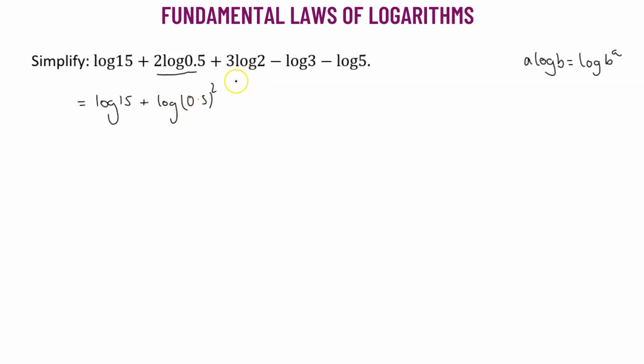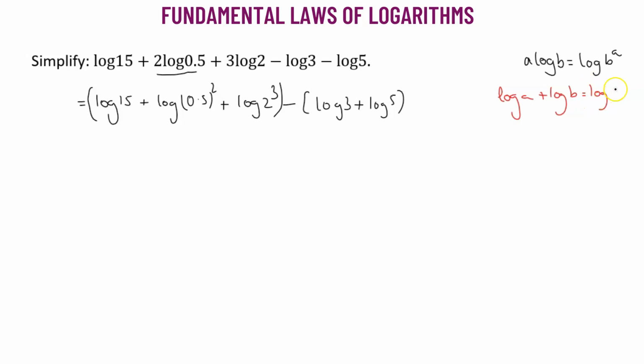We can apply the same property to the third term as well. So we have log of 2 cubed minus, so we'll take the negative common, so we'll have log of 3 plus log of 5. Now what we'll do, we'll combine the first, second and third term within the parentheses and the fourth and the fifth term within the parentheses using another property of logarithm, which is log of a plus log of b. So that's equal to log of the product of a and b.